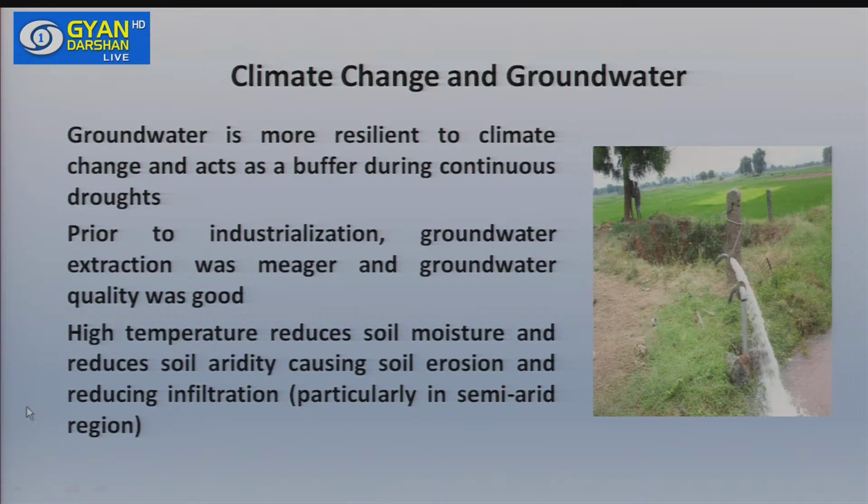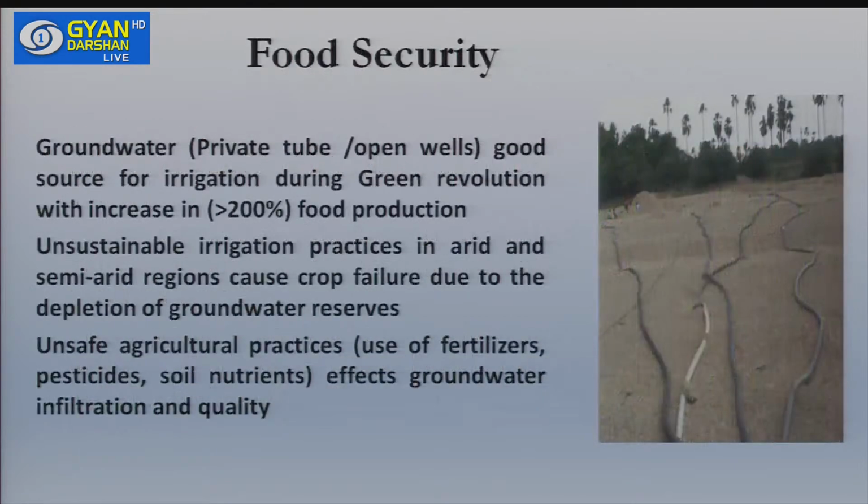Another important thing to discuss here is the high temperature because of climate change, because we have extremes of temperature conditions. This reduces the soil moisture and increases soil aridity. It also relates to soil erosion and reduced infiltration. So these are some of the implications of climate change on groundwater. And it also has an implication on food security.